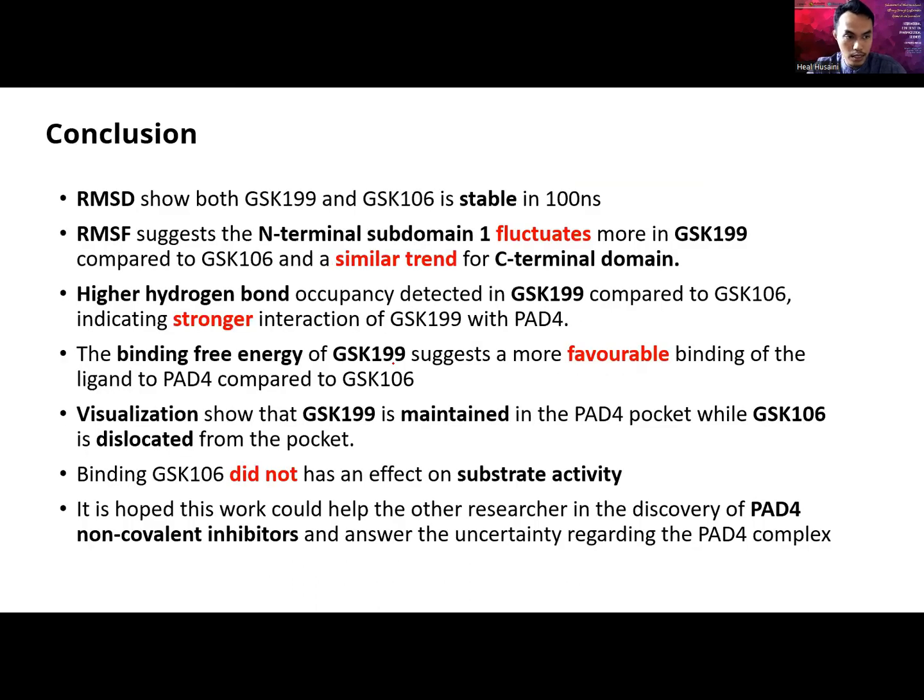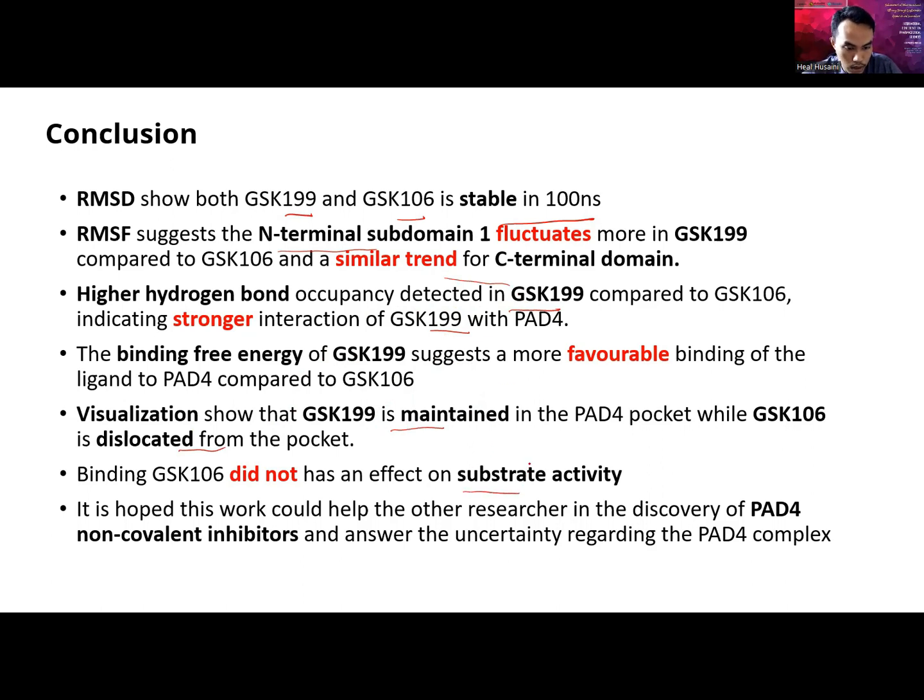So in conclusion, RMSD shows that GSK199 and GSK106 are stable throughout the 100 nanoseconds, and RMSF suggests that the N-terminal subdomain 1 fluctuates more in GSK199 compared to GSK106, and a similar trend for the C-terminal was observed. Higher hydrogen bond occupancy detected for GSK199 compared to GSK106 indicates a strong interaction between PAD4 and the active compound GSK199. The binding free energy of GSK199 suggests more favorable binding of the ligand-PAD4 complex compared to GSK106. Visualization shows that GSK199 is maintained at the PAD4 pocket, while GSK106 is dislocated from the pocket. Binding of GSK106 did not have an effect on substrate activity.